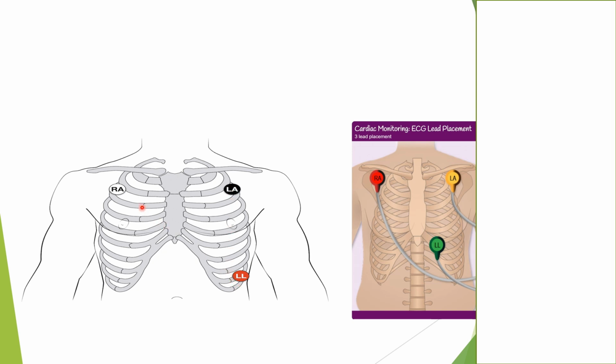And the placement: regarding the RA electrode, it is placed under the right clavicle near the right shoulder within the ribcage frame. And the LA electrode is placed under the left clavicle near the left shoulder within the ribcage frame. And the LL electrode is placed on the left side below the pectoral muscles, lower edge of the left rib cage.